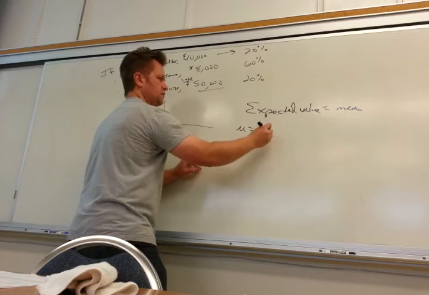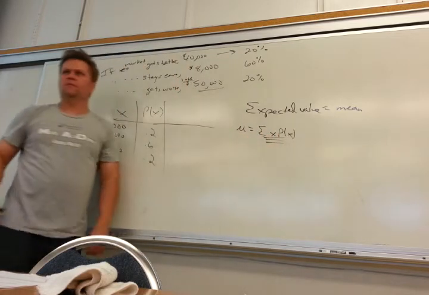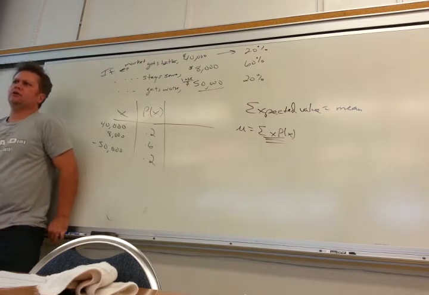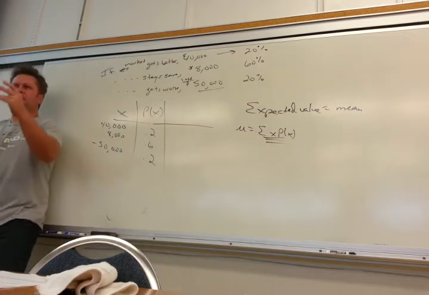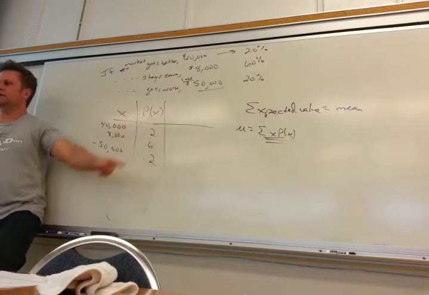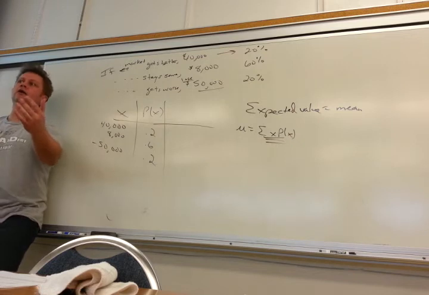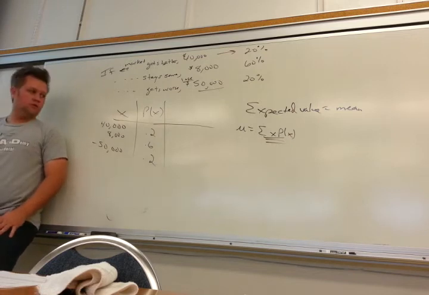The sum of x times P(x), and look how it says expected value. The math formula itself is a note. The mean is the expected value. So when they ask for expected value, they're really saying, find the average, find the mean.